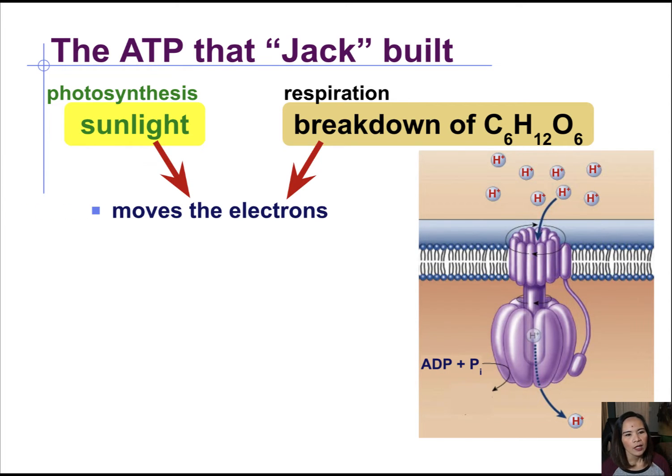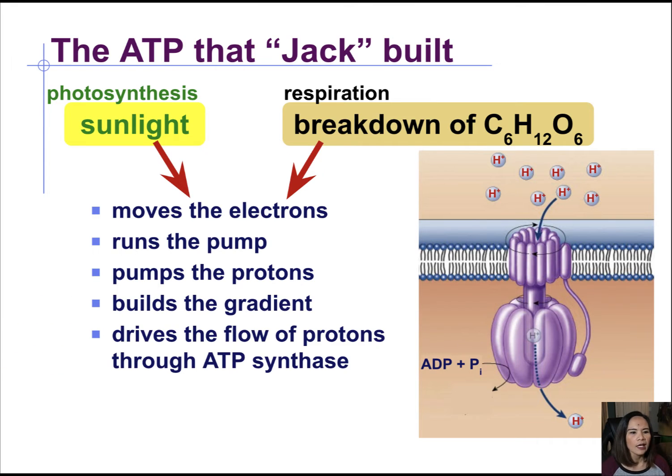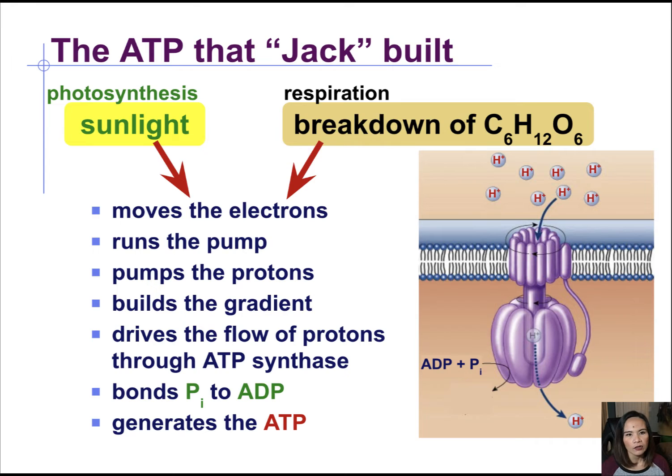But let's take a look. Both basically move electrons and run the pump and pump the protons and build the gradient and drive the flow of protons to the ATP synthase, which bonds the phosphate to ADP and generates ATP. So phosphate to ADP, so 2 P's, A becomes ATP. And that's basically how we pump that ATP.